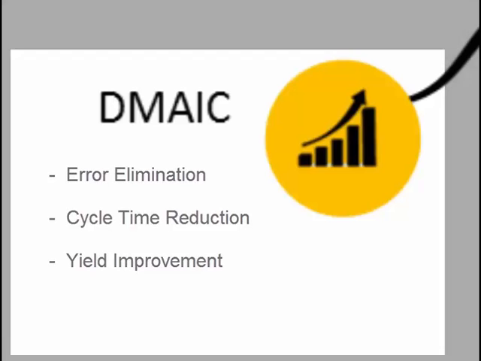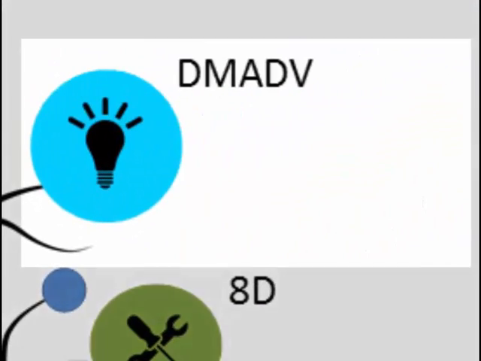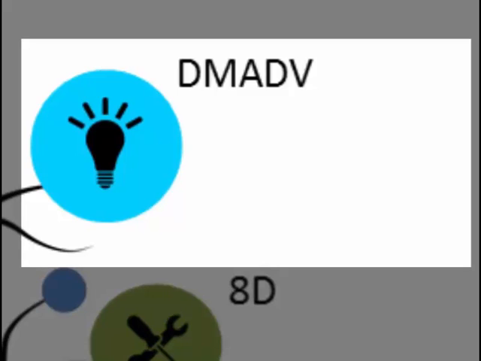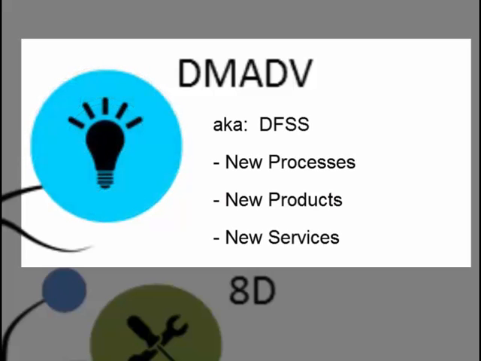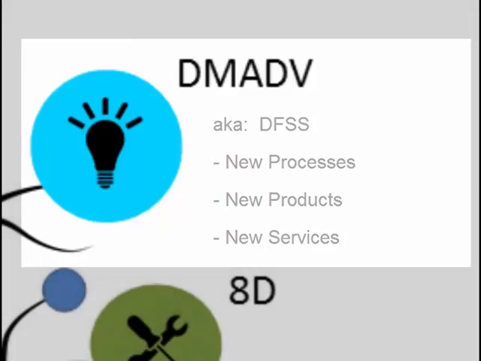DMAIC projects might include things like eliminating errors in an invoicing process, reducing patient wait times, or improving yield in an assembly process. Next up is DMAIC's cousin DMADV, which stands for Define, Measure, Analyze, Design, and Verify. This is also known as Design for Six Sigma or DFSS. This is the method to use when you want to create a new process with quality woven in. That way you'll never have to use DMAIC to try to improve it. DMADV projects typically involve designing new products, new services, or new processes.